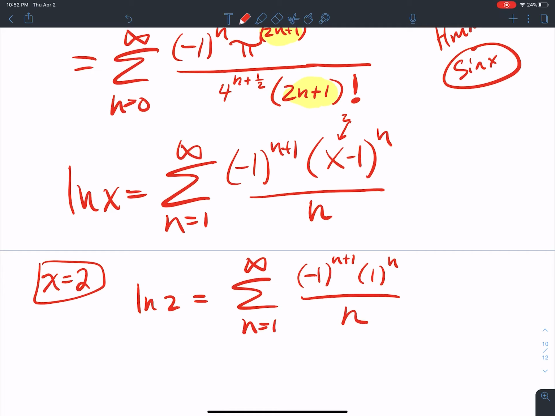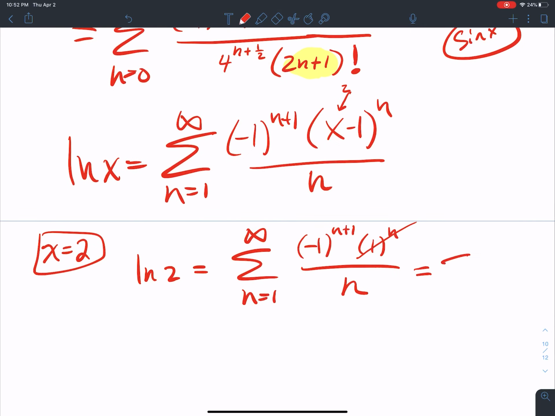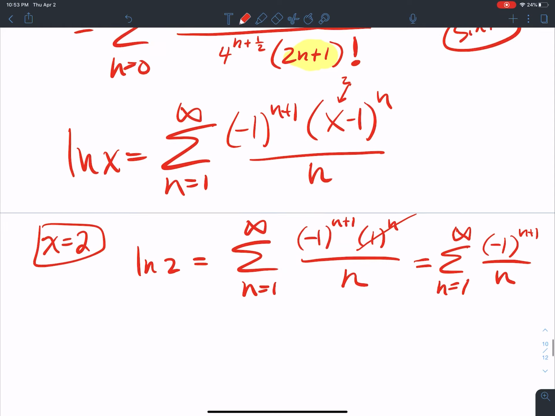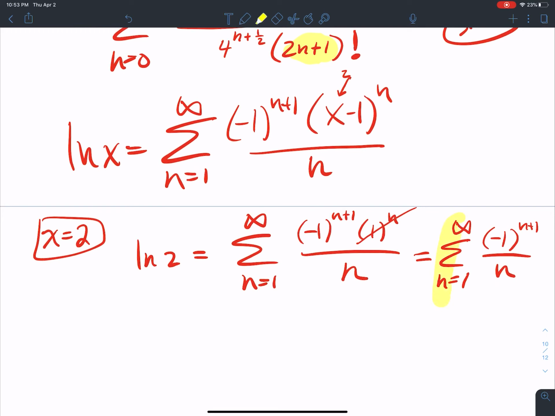n, okay? So 1 to the n, right? 1 to the n is just 1, so that goes away. So what do I have here? I have the series from 1 to infinity of -1 to the n plus 1 over n. Oh my goodness, does this look familiar? Y'all know what this is? This is the alternating harmonic series. Wow, that's the alternating harmonic series.